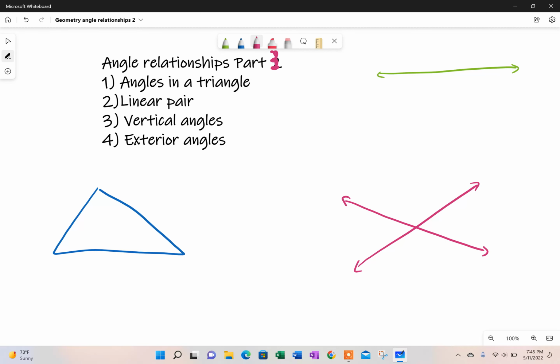So if this was, let's say this was 40 degrees, and this was 60 degrees, then, well, then this would have to be 80 degrees because 40 plus 60 plus 80 equals 180 degrees in total. So that's all there is to say about that.